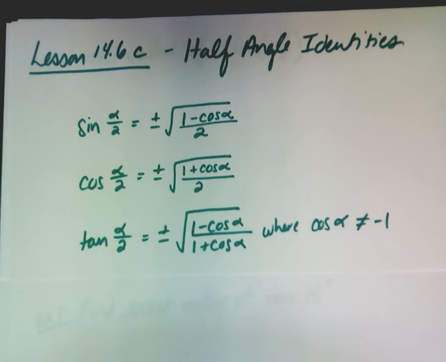You can look these up online if you want to. Cosine alpha over 2 equals plus or minus the square root of 1 plus cosine alpha over 2. And then tan of alpha over 2 is equal to plus or minus the square root of 1 minus cosine alpha over 1 plus cosine alpha, where this cosine alpha is not negative 1. Why is that? Because then you would have a 0 in the denominator.